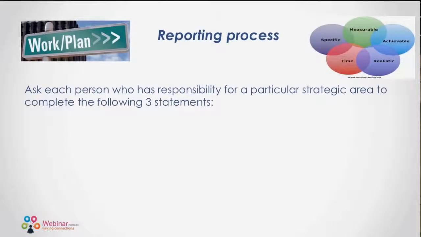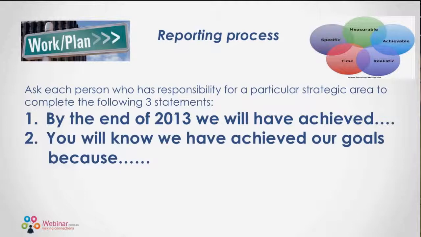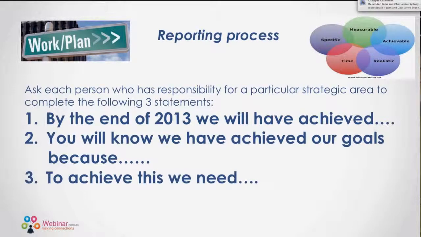We also have to make sure that we're reporting. So anyone who has the responsibility for a particular part of the strategic plan to complete, we ask them to complete the following three statements. So by the end of 2013, we will have achieved, and they can fill that in. You will know we have achieved our goals because, so that's a success indicator. And to achieve this, we need, and that's where we talk about the resources that we need to actually complete and achieve those strategies.